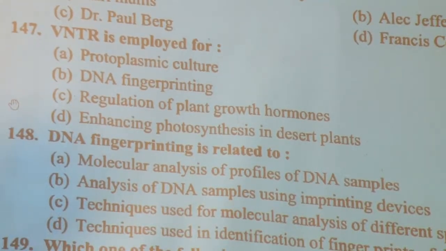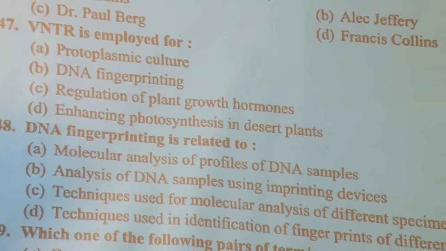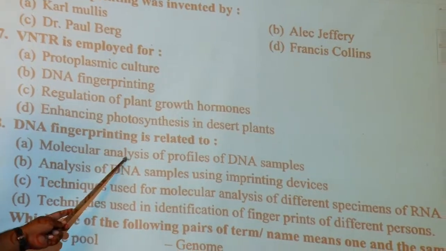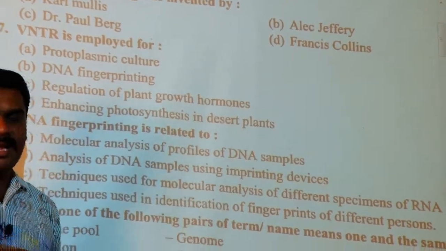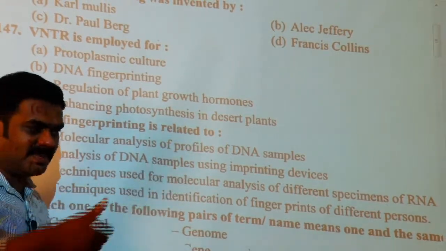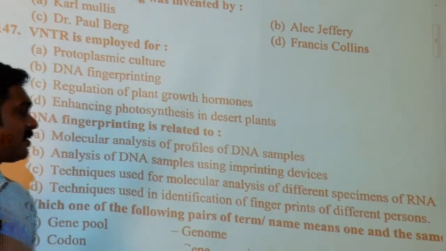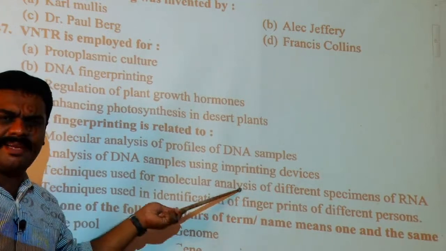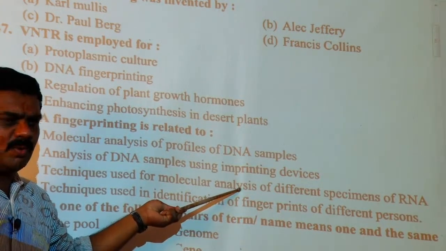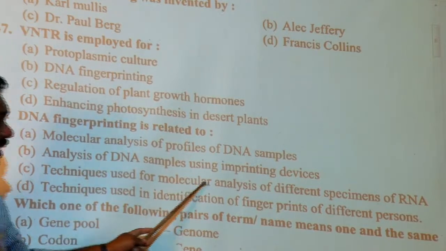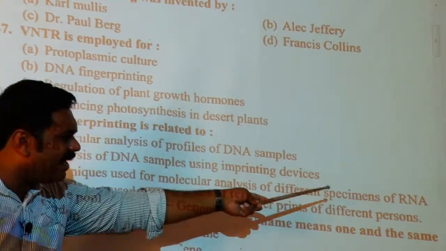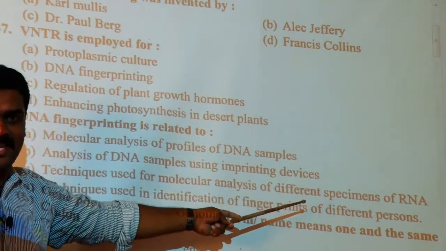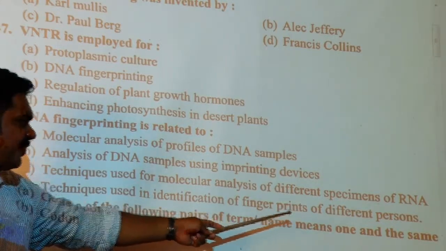You could take 1 minute, try to think what shall be the answer. DNA fingerprinting is related to molecule analysis of profiles of DNA sample. I'll take one person's sample, I'll take other person's sample, and analyze their samples. Analysis of DNA samples using imprinting devices. Do you use any device called imprinting devices here? No. Techniques used for molecular analysis of different specimens of RNA. No, this is DNA topic, DNA only, RNA doesn't come. In this entire unit, that part of DNA fingerprinting, the RNA word is nowhere used.